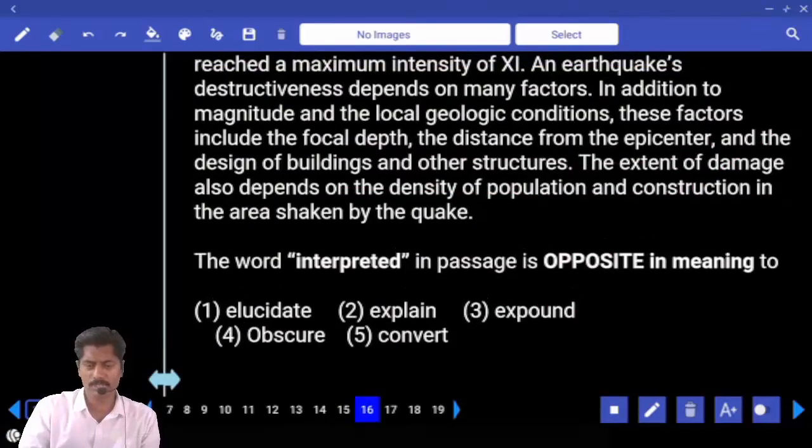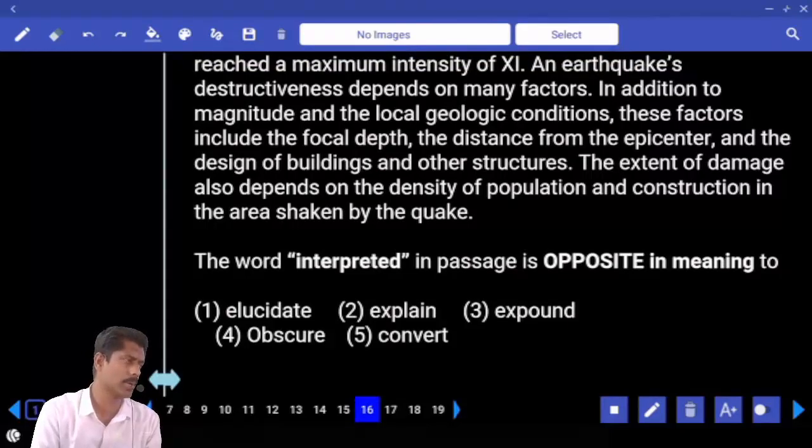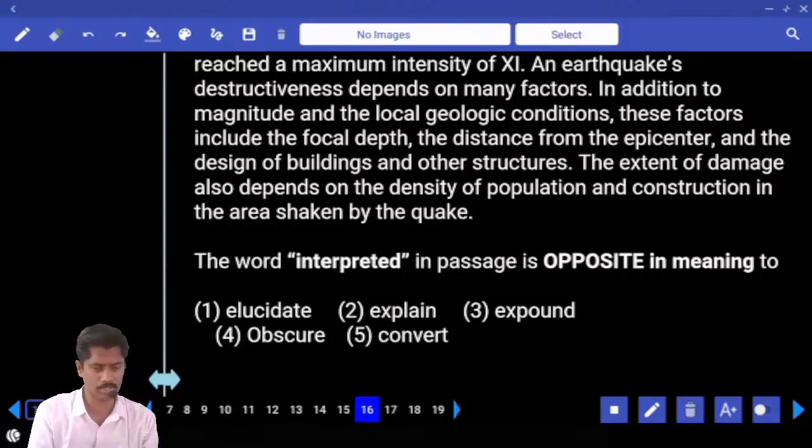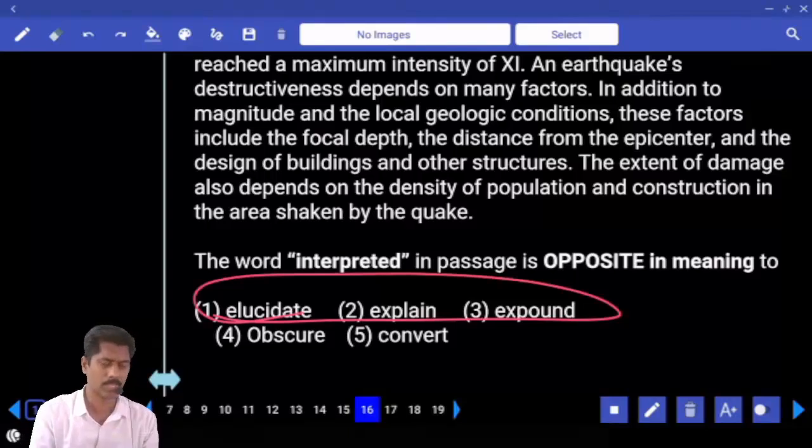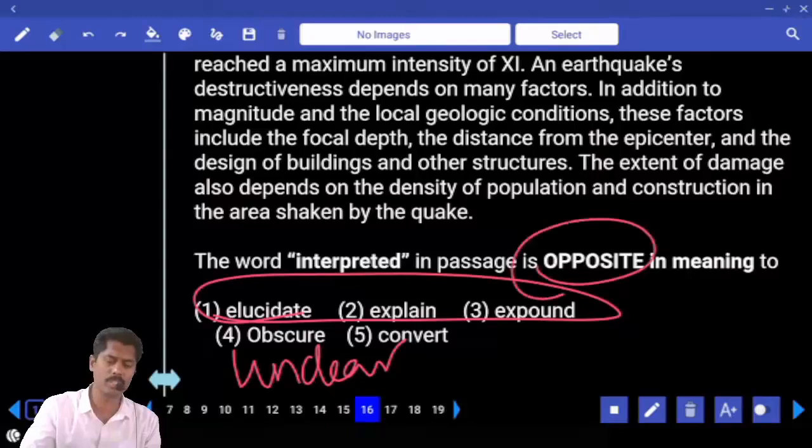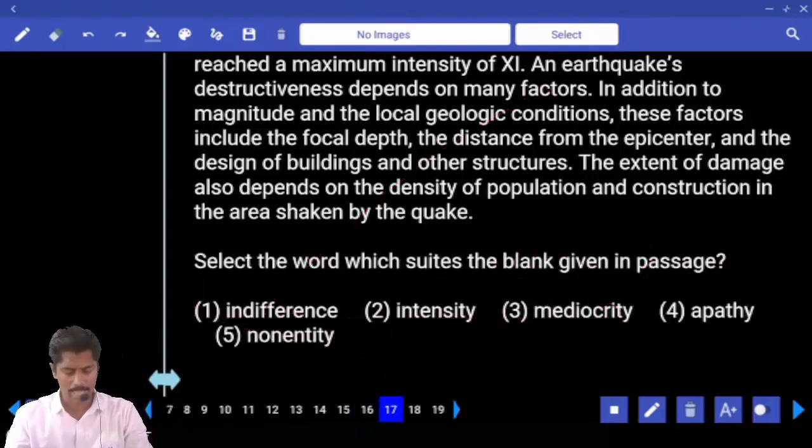Interpret, opposite. Interpret means the way you understand something is called interpretation. The way your mind translates is called interpretation. Elucidate, explain, expound, same meaning, explaining. Obscure, unclear. So the opposite of interpret is making unclear, fourth option. There is a blank.